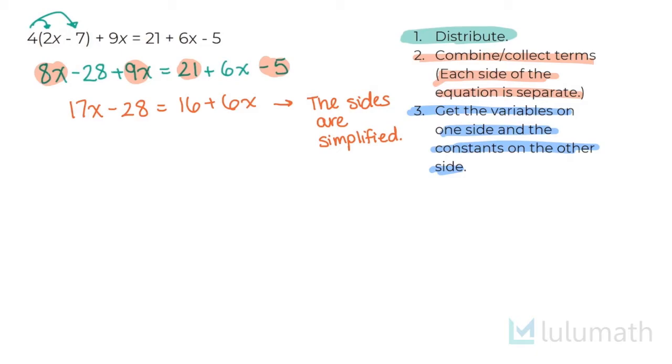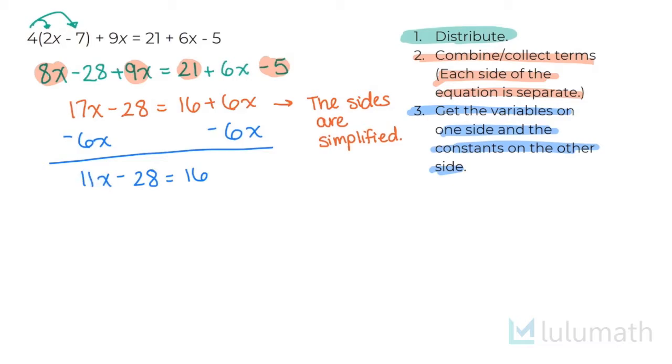To get rid of this 6x, I would have to subtract it. Whatever I do to one side, I have to do to the other side right here. So when I do that, I end up getting 11x, and then I copy down the minus 28, and then equals 16. Okay, so now the variables are all on the left side. There are no more variables on the right side. So since the variables are on the left side, we're going to keep the left side for variables, and we're going to kick off the constants. We don't want the constants anymore.